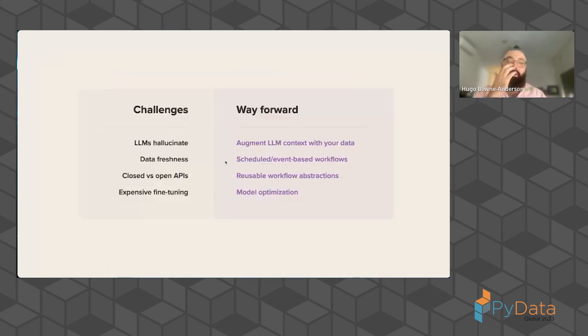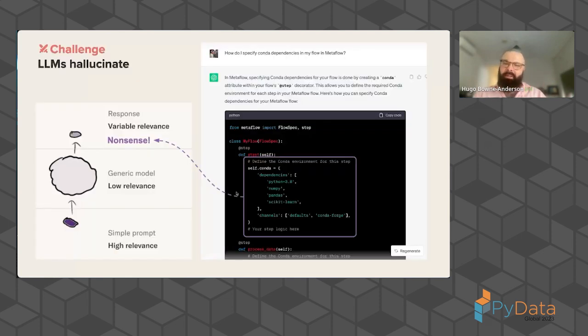I do want to speak to a few challenges and how we're thinking about ways forward. One of the biggest concerns is that large language models tend to hallucinate, and we'll go into what that means in a second. We've got data freshness issues we need to constantly update, questions of closed versus open APIs, and then the cost of fine-tuning. In the final 5 minutes, we started 5 minutes late, so we're going to go five minutes over.